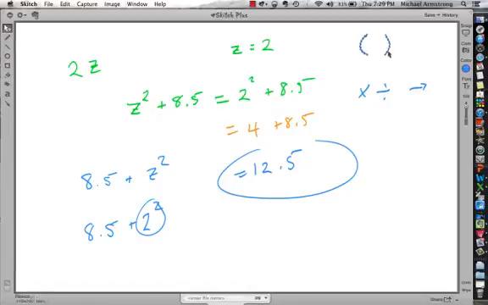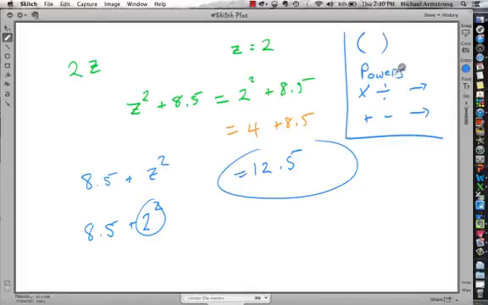Grouping symbols can move up here. Come back to the crayon. Powers. And then add and subtract from left to right. Okay, grouping symbols first, powers second, multiply and divide that direction, which is left to right, add and subtract from left to right. Okay, good job.